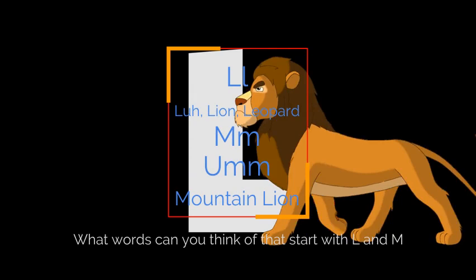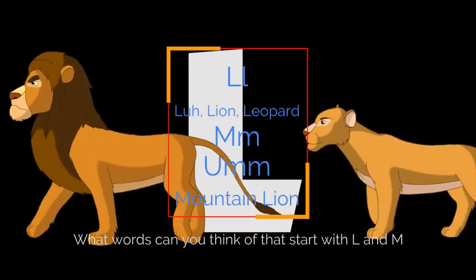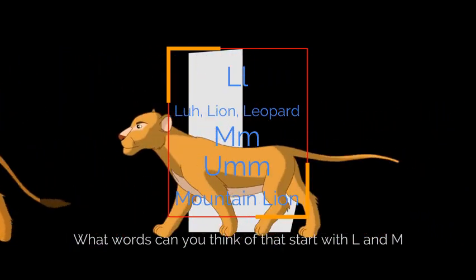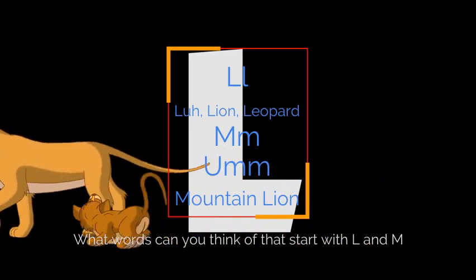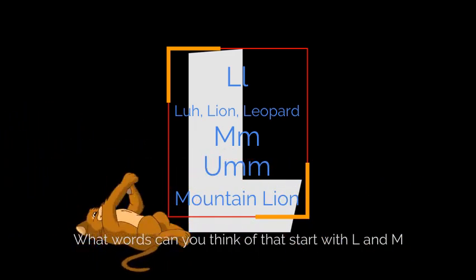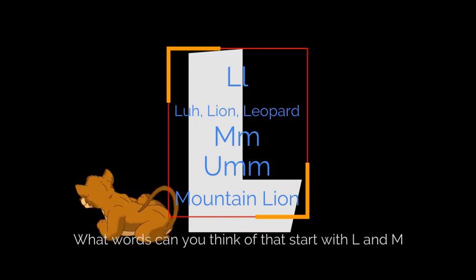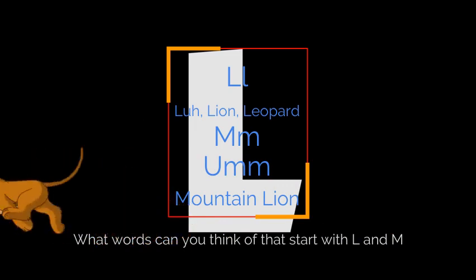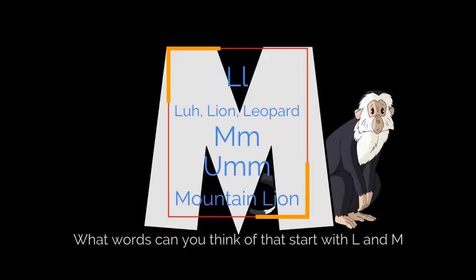Oh, the letter L and M are this week's letters. L says "la", just like lion. Why, little lion? It's so cute. And L says "la", look, like leopard. How about M? M says "mm", I put my lips together for mountain lion. Hey, do you think that monkey's gonna say hello to us? Hi, monkey.